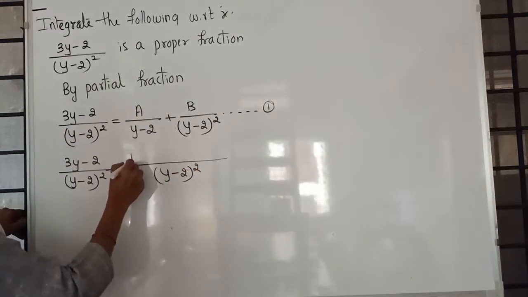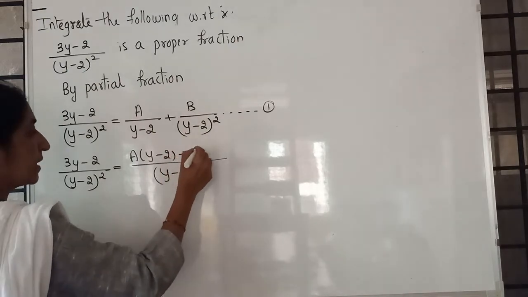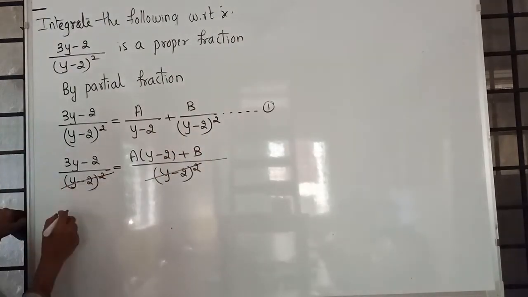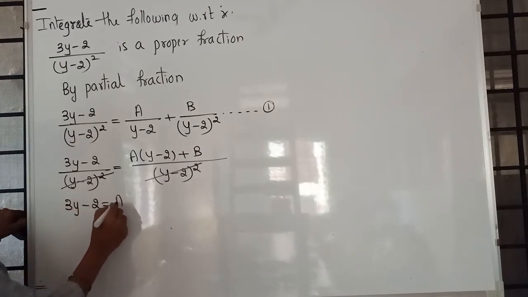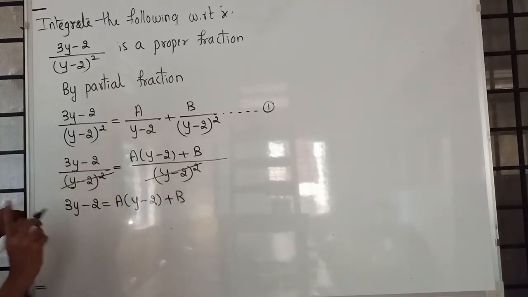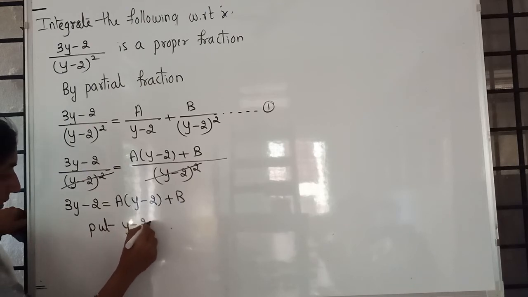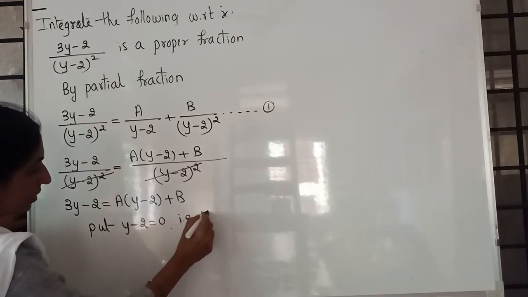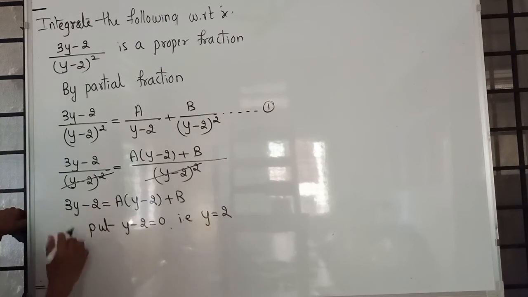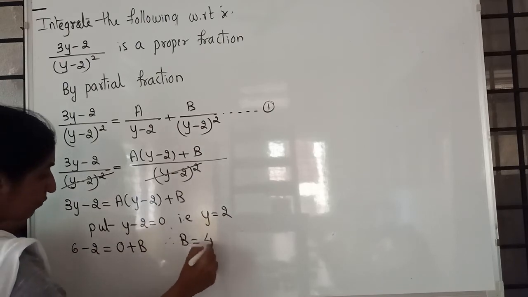With a we have only one term. With b already two terms are present, only b. So on both the sides, y minus 2 whole square gets cancelled. 3y minus 2 is equal to a into y minus 2 plus b. Only one linear factor is present. Select that only. Y minus 2 is equal to 0, that is y is equal to 2. It is 6 minus 2 is equal to 0 plus b. Therefore, b is equal to 4.